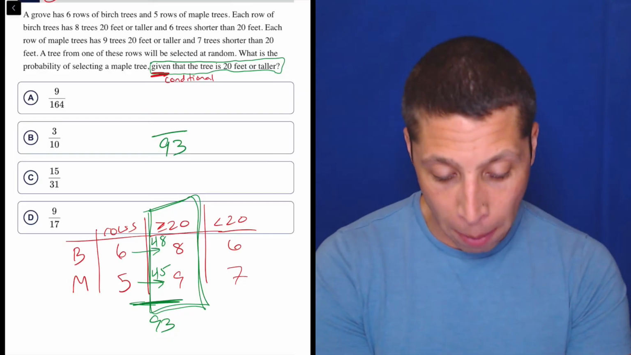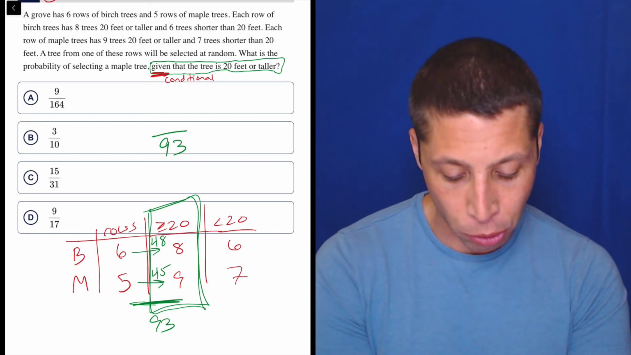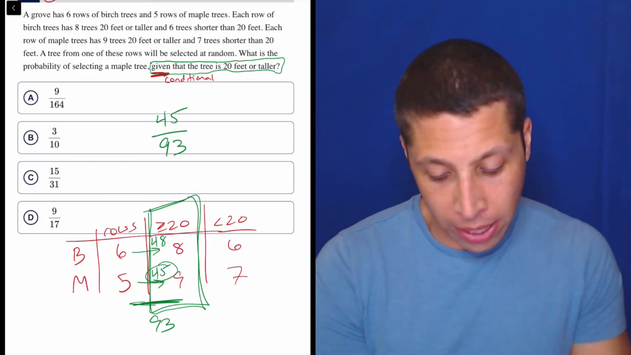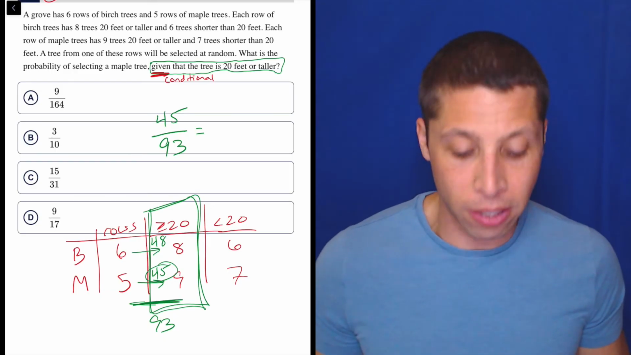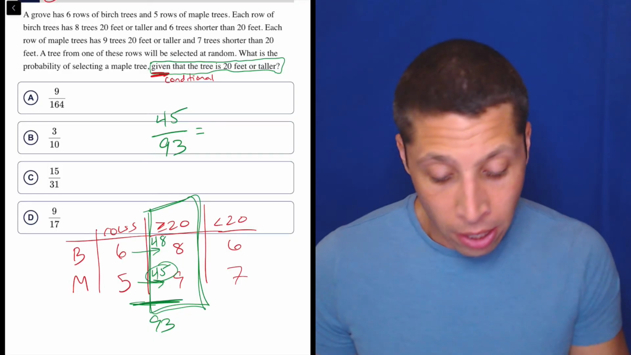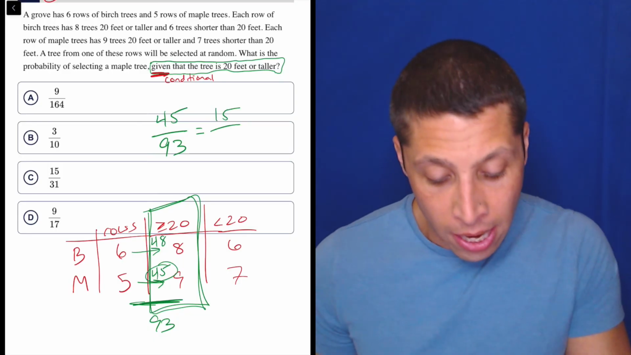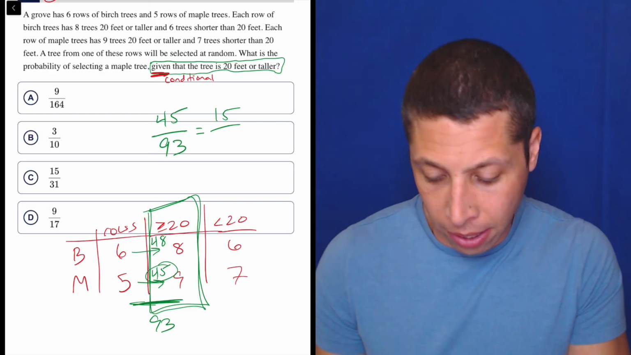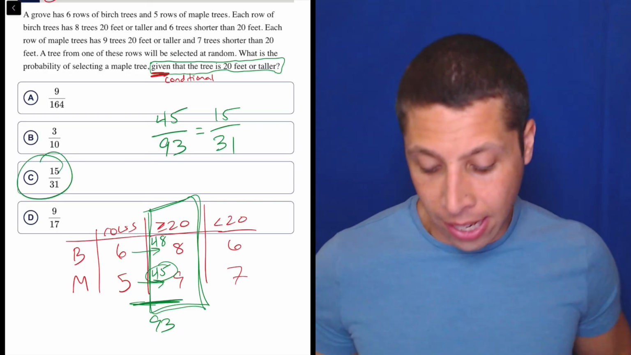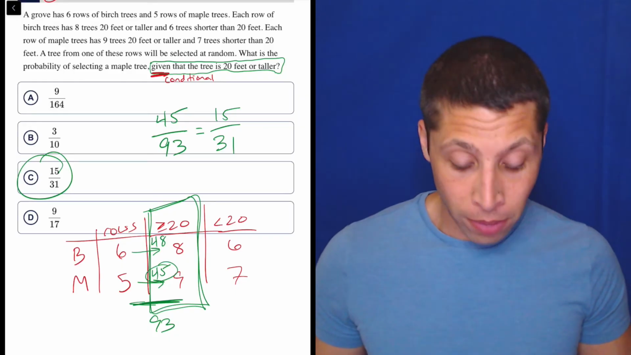Now we can go to the top part. What is the probability of selecting a maple tree? Well, there's 45 maple trees. So it's 45 out of 93. Now that's not an answer, but that's okay. We can divide. I'm assuming that everything is divisible by 3 here. So 45 divided by 3 is 15, and 93 divided by 3 is 31, and 15 out of 31 is an answer, and that is the answer.